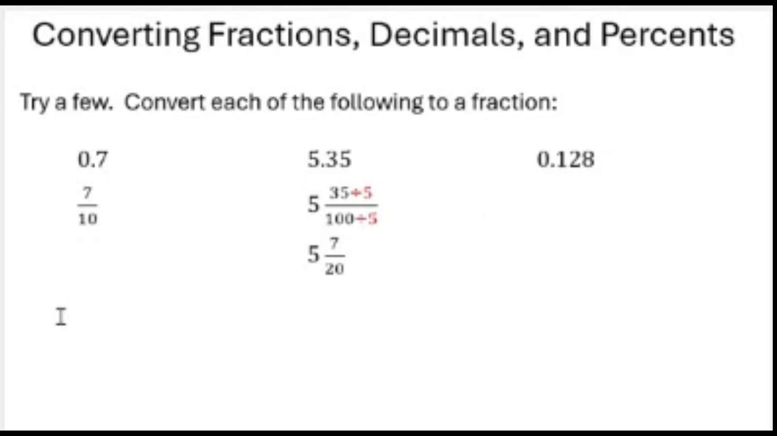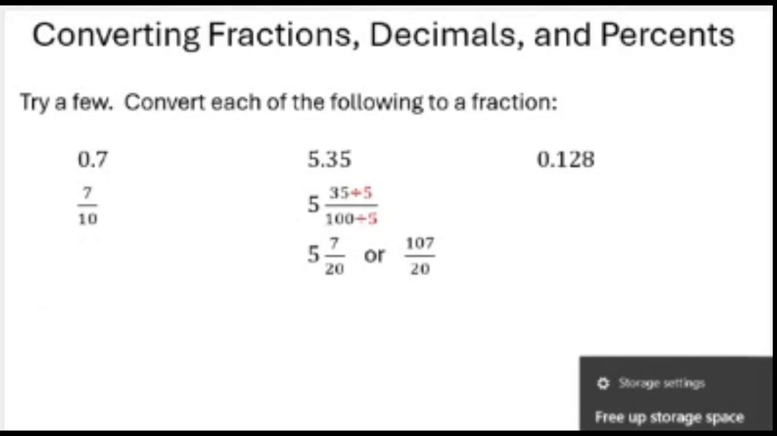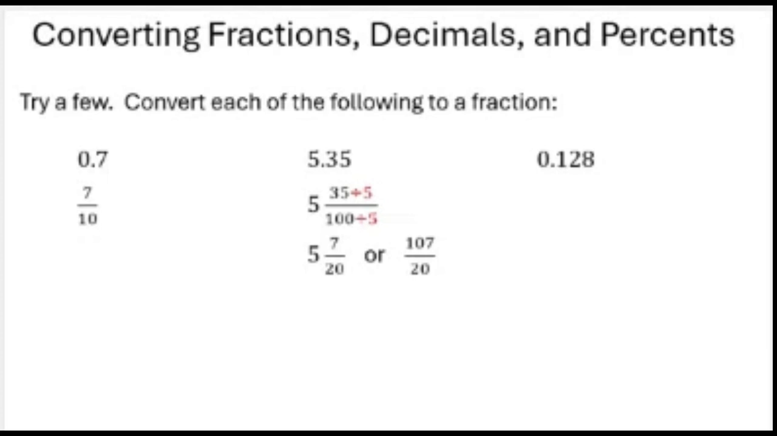0.128, 3 decimal places, means we put it over... I also converted that to... my brain just stopped working. Improper fraction. There we go. All right, up here, 0.128, 3 decimal places. 128 over 1,000.